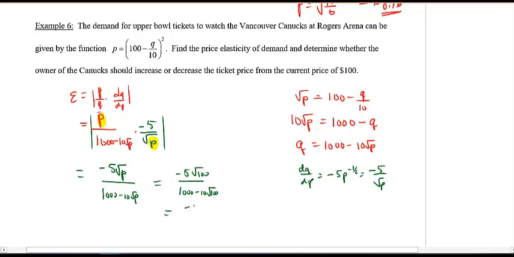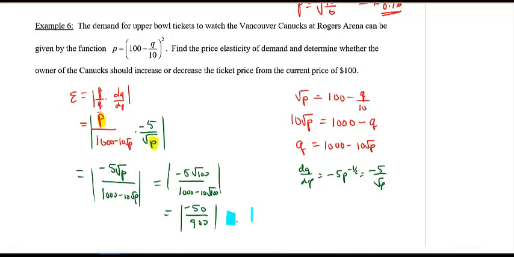What's that? Negative 50. I think that's 900. Don't forget absolute value, all this stuff. I got 1 over 18. Running out of battery, so I'm trying to finish this. This means that it is price inelastic because it's less than 1.